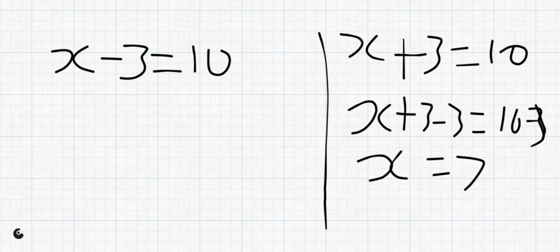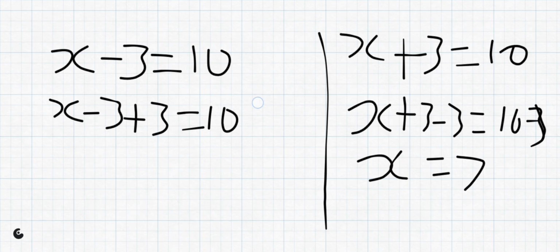Imagine your friend lent you 3 units and you are able to pay back 3 units. You're having 0. So that's the reason why we are introducing that. So we now do x minus 3 plus 3 is equal to 10 plus 3. Now, minus 3 plus 3 is 0. So x plus 0 will give us x, which is equal to 10 plus 3 is 13.